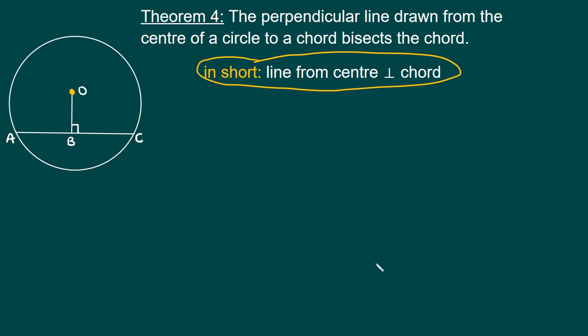So what do we need to prove? We actually have to prove that AB is going to be equal to BC due to the presence of a line from the center which is perpendicular to the chord. So we need to prove that indeed that line is going to bisect the chord. We are proving this statement, that the line bisects the chord.